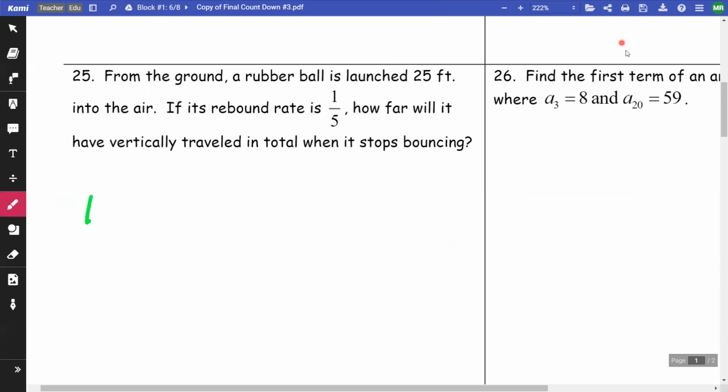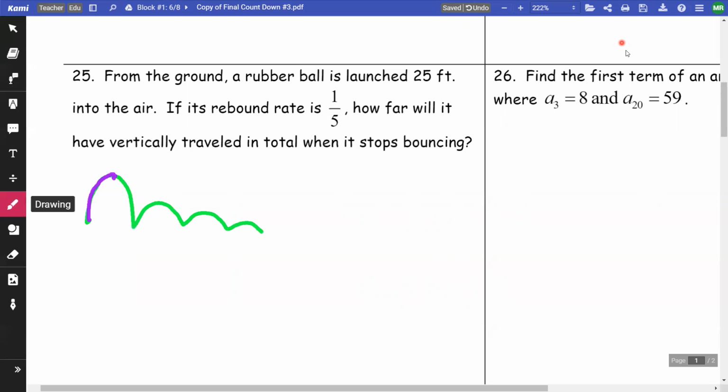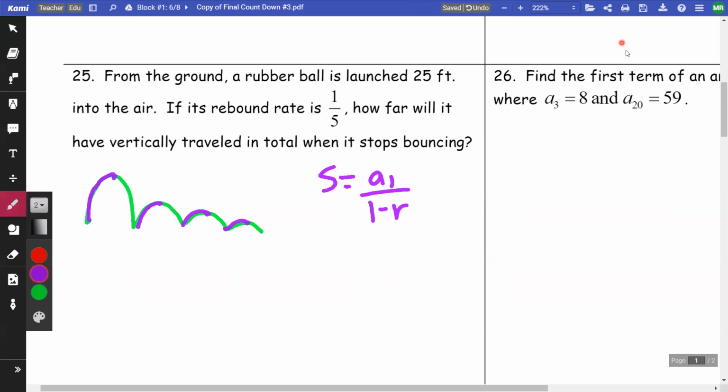So what we need to remember is that it's getting smaller and smaller, and this keeps going forever and ever. But the distance to here and to here and to here and to here is what I'm going to be figuring out when I do S is equal to A1 over 1 minus r. But I also have my downs, my downs, my downs. So I am going to take this answer and I'm going to end up doubling.